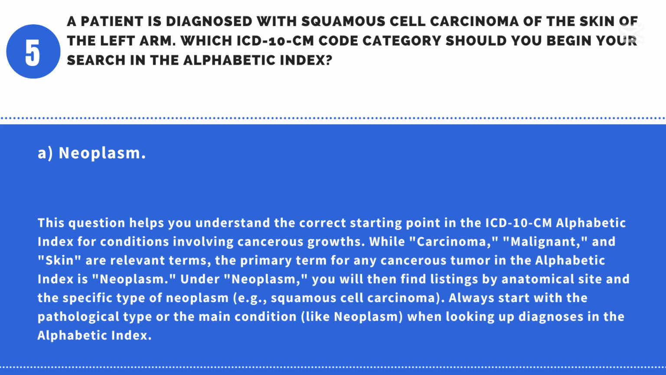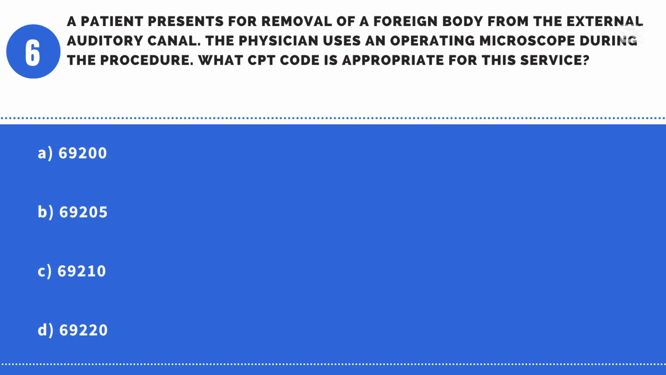Answer: A. Neoplasm. This question helps you understand the correct starting point in the ICD-10-CM alphabetic index for conditions involving cancerous growths. While carcinoma, malignant, and skin are relevant terms, the primary term for any cancerous tumor in the alphabetic index is neoplasm. Under neoplasm, you will then find listings by anatomical site and the specific type of neoplasm, for example squamous cell carcinoma. Always start with the pathological type or the main condition, like neoplasm, when looking up diagnoses in the alphabetic index.